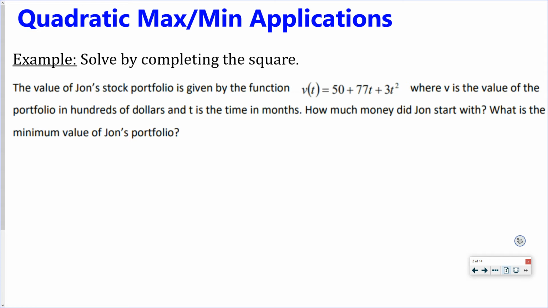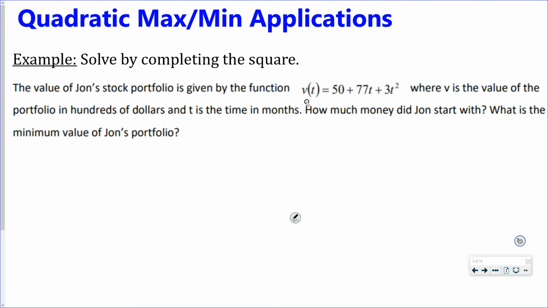Okay, so the value of John's stock portfolio is given by this function v of t, where v is the value of the portfolio in hundreds of dollars and t is the time in months. How much money did John start with? What is the minimum value of John's portfolio?